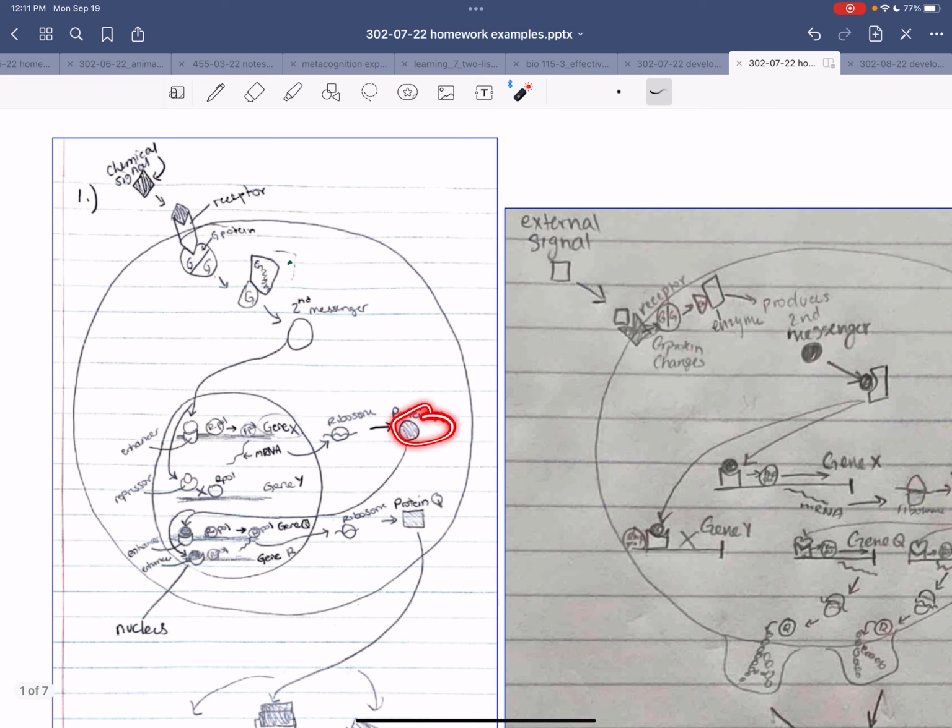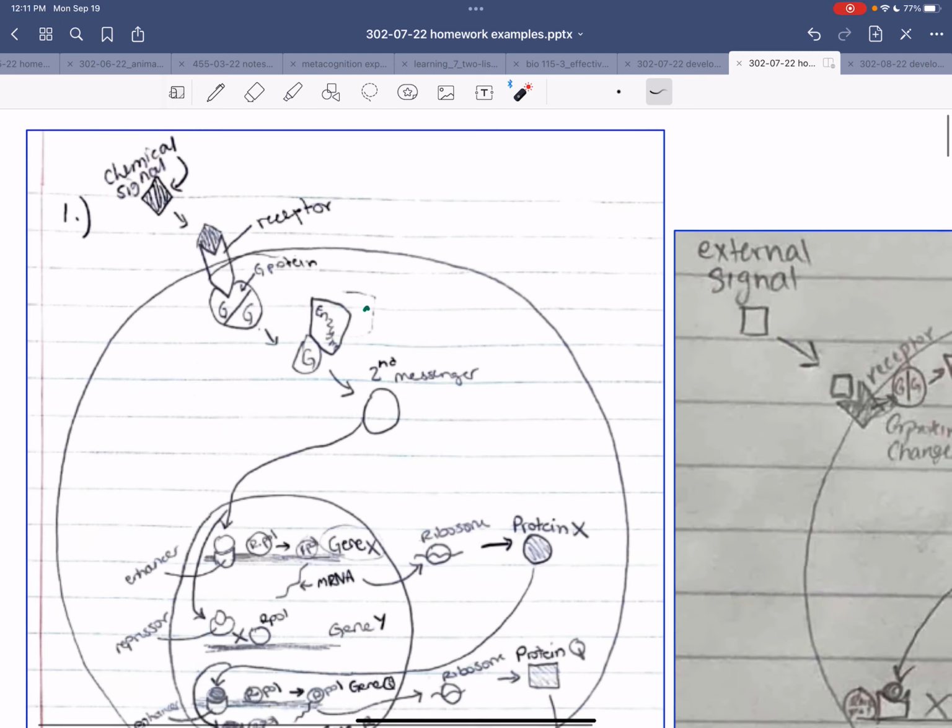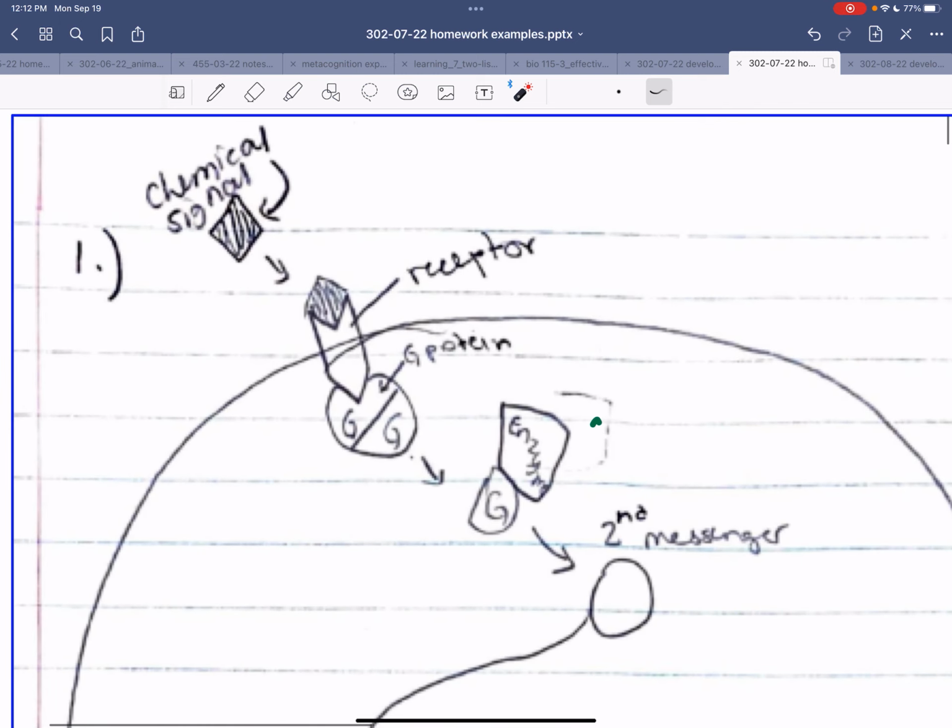And then protein X acting as a transcription factor to cause 2 genes, gene Q and R, to be produced, and one of these, protein Q, would be a secreted protein. So let's start at the beginning. And for this homework, we have our chemical signal binding to a receptor. It's a G protein coupled receptor, actually 3 subunits, but I normally just draw 2 just to make it faster.